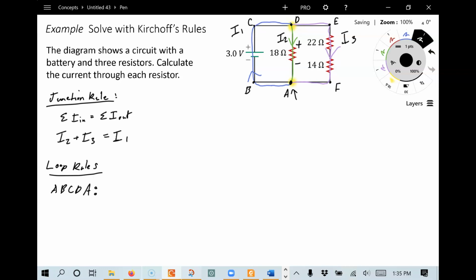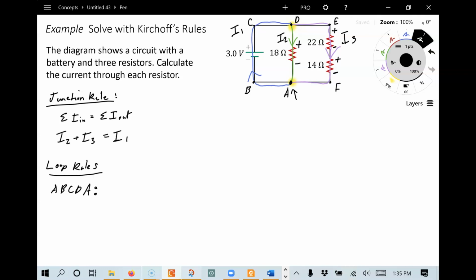For the other one there with the purple, we've got a couple resistors there, right? High to low. And for this one again, high to low. And there we go. We've got them all. So high to low in the direction of the current. Let's do A, B, C, D, A.